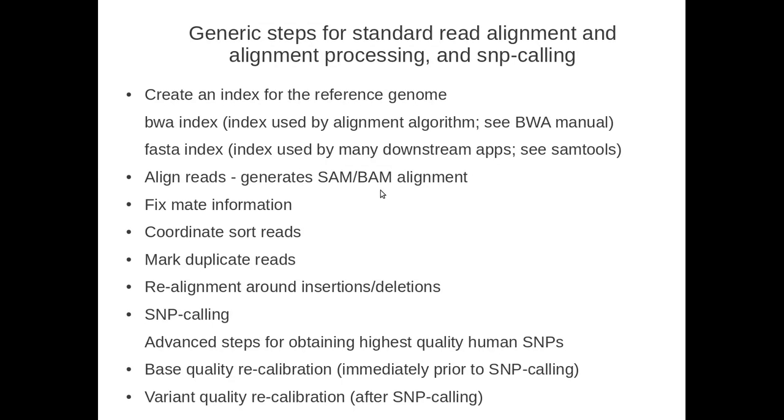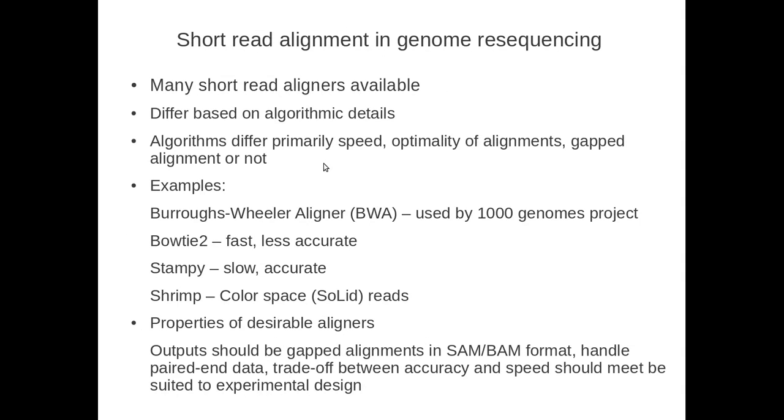So the first step here, let's go back to the SAM and BAM alignment. How do we generate these alignment files? There are many short read aligners available that will convert a FASTQ into a SAM and BAM by aligning to a reference genome. They differ based on algorithmic details that are beyond the scope of this class. These algorithms differ in speed, the optimality of the alignments, whether they find a true optimal alignment or not, and whether the alignments are gapped or not. That is, whether there are gaps, that is, insertions, deletions.